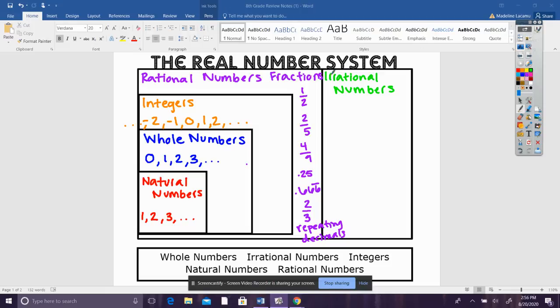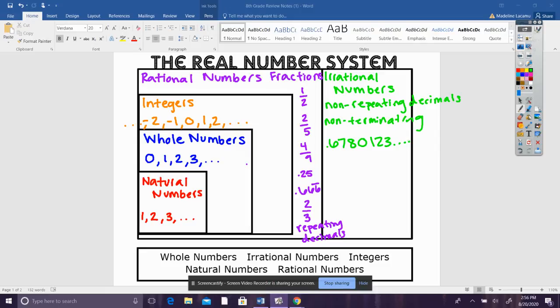Now our irrational numbers, these are going to be non-repeating decimals. Or non-terminating decimals. Now, if you notice over here, we have some decimals. 0.25, that is a terminating decimal. That's why it's not irrational. And this one's repeating. So it does not include these. Irrational are ones that just keep on going on forever. So like 0.6890, 1, 2, 3, and it just keeps on going.